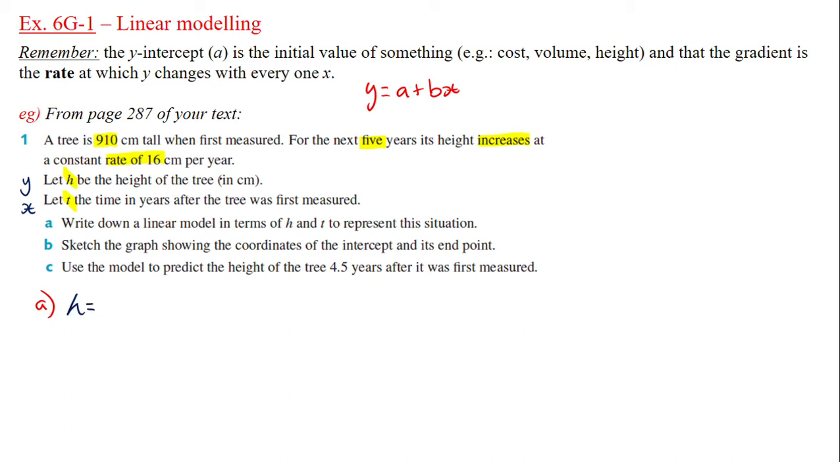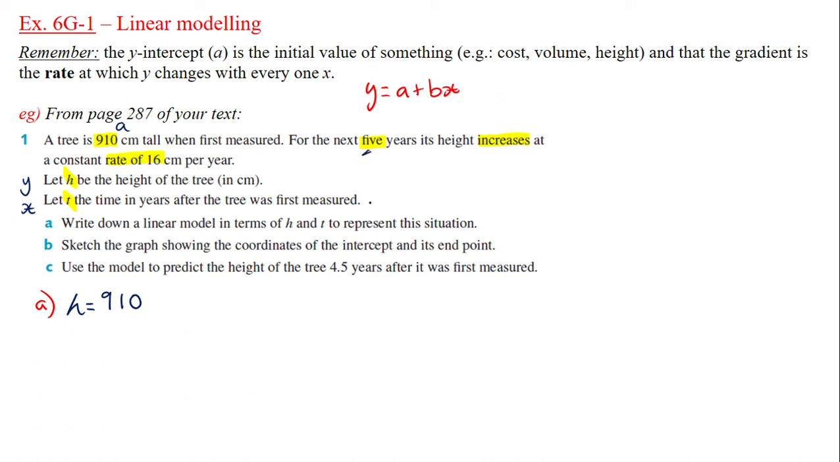To continue with this form, I need to know what the y-intercept is now. The y-intercept is the value when we first measure the tree. And in the first sentence, a tree is 910 centimeters tall when first measured. So we replace a with 910. Leave this for the moment, we'll come back to it.